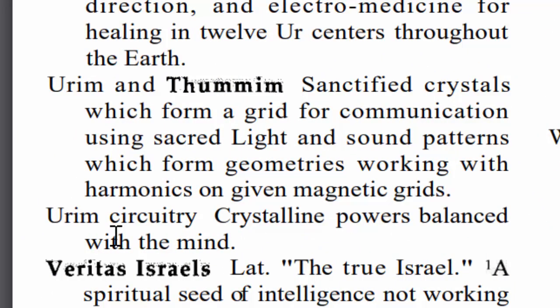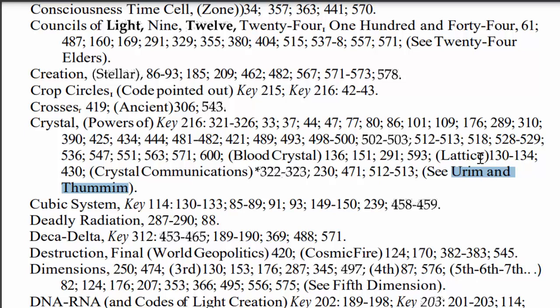And down here it says the Urim and the Thummim are sanctified crystals which form a grid for communication using sacred light and sound patterns, which form geometries working with harmonics on given magnetic grids. So you've got these crystals, right? But here it says they are sanctified crystals. So you have to have a way of sanctifying these crystals. And once you get these sanctified crystals, it says they form a grid for communication using sacred light and sound patterns, which form geometries working with harmonics on given magnetic grids. Okay, so there's some study to be done there.